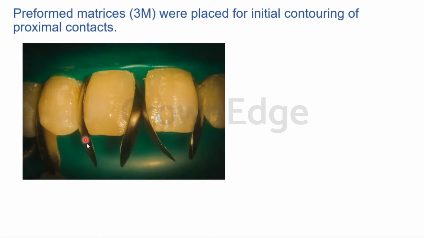So before that, what I did was I placed preformed matrices in order to create those mesial and distal contours, right? You get these sectional matrices, which you can contour using a ball burnisher and then place it for initial contouring, not really to form the contact. This is just to contour those mesial and distal surfaces, so I get a better idea as to where we are going with this, right?